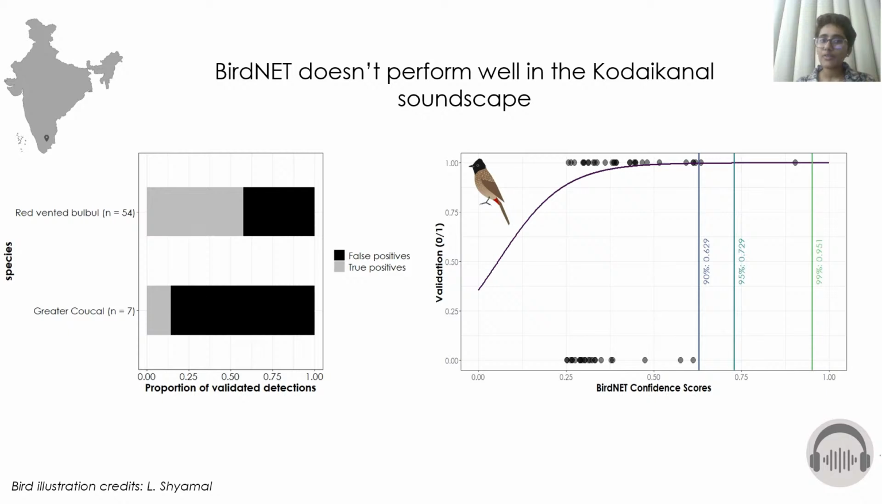While BirdNET did work well with the Guwahati dataset, the same cannot be said for its performance with the Kodaikanal dataset. A majority of the validated BirdNET detections were false positives, even though the number of detections was also low. And it was also not confident with its detections, as is seen from most of the detections having confidence scores from 0.25 to 0.6.